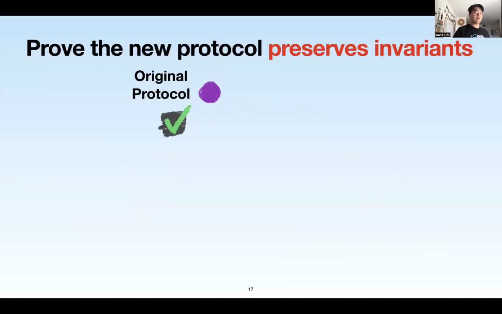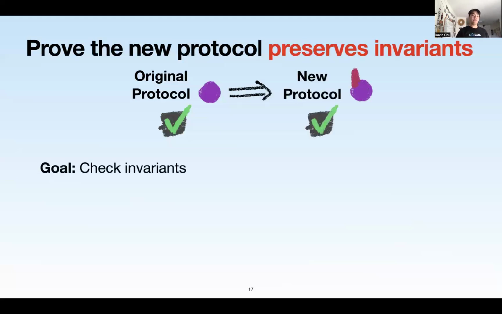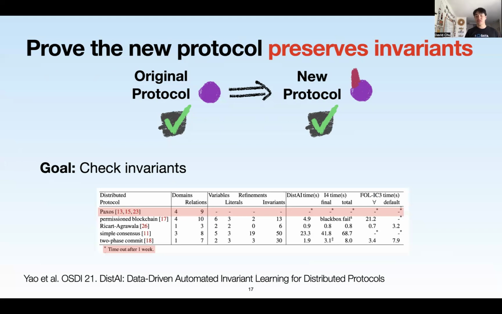Okay, so let's start with our old goal, right? We want to prove if we're given an original protocol and it satisfies some invariants, then after we rewrite it into a new protocol, it also satisfies those invariants. Unfortunately, this is pretty hard to automate, right? So here's a paper from OSDI 2021 where they try to automatically find invariants across a bunch of different distributed protocols.